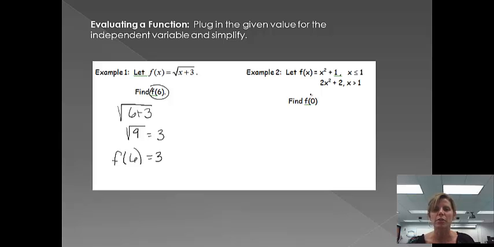If it says to evaluate f(0), I need to figure out where it lies on the graph. And you'll notice since 0 is an x value less than 1, we are going to use that first function. So we'll just plug in 0 for the x value, and I'll get 1. So we have just found that f(0) equals 1.